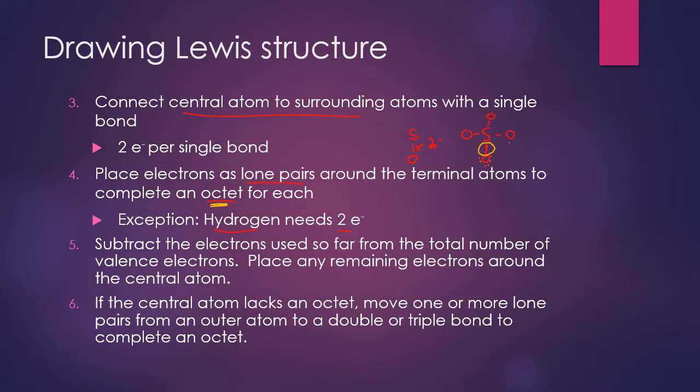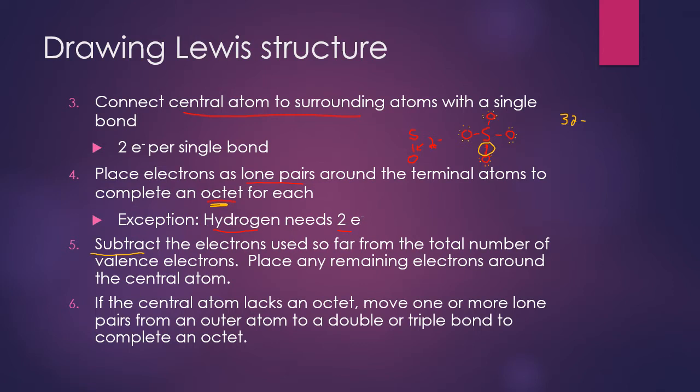I'm going to do the same thing to the other 3 oxygens, adding 6 electrons to each of them to give each of them a total of 8. So I've completed step 4. Now step 5 says subtract the electrons used so far from the total number. Okay, so let's count and see how many we've used. Remember, we had a total of 32 to start with. So I'm going to write 32 and I'm going to subtract how many we've used so far.